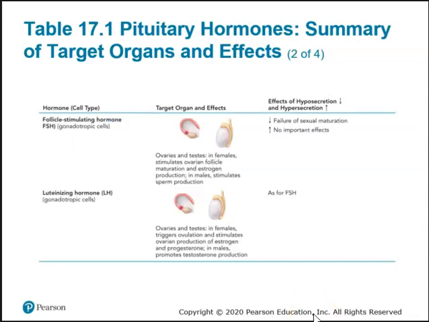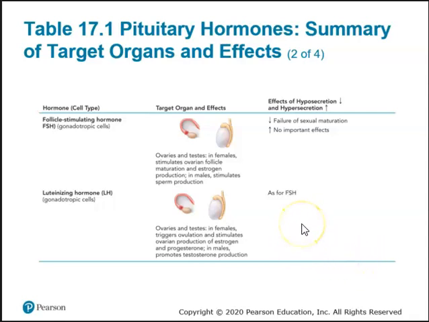Follicle-stimulating hormone, secreted by the gonadotropic cells, has its effects on the ovaries and the testes. In females, follicle-stimulating hormone stimulates the ovarian follicle maturation and estrogen production. In males, it stimulates sperm production. A decrease usually causes a failure of sexual maturation. With an increase, there are no real important effects that are noted.